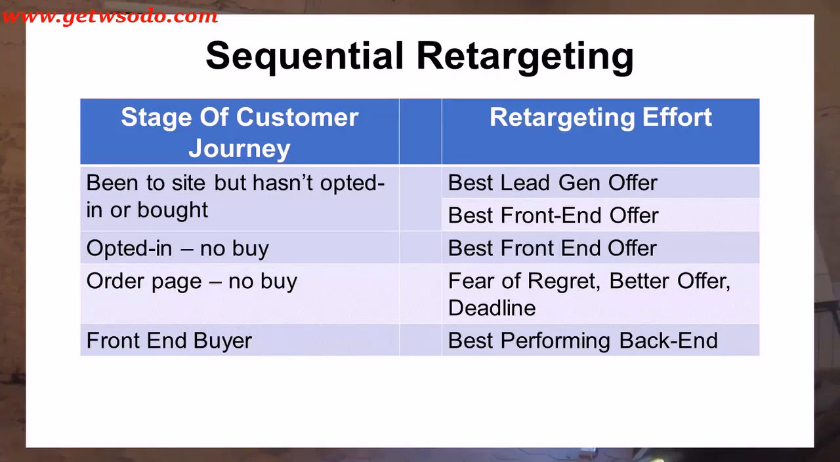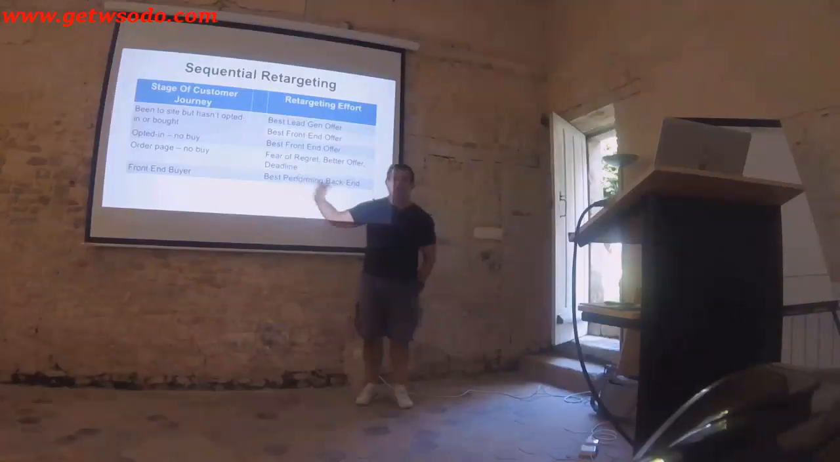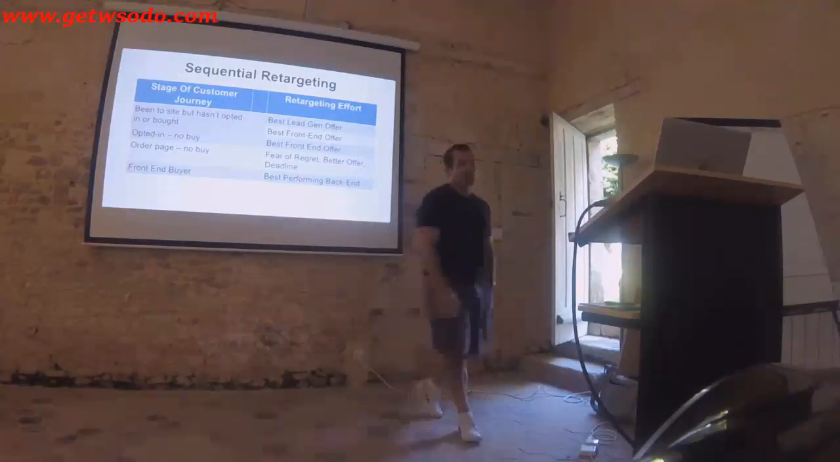If they're a front end buyer, I don't know any franchises that do this, but it would seem to make sense that as soon as they bought, the likelihood of them still being in that buying heat is highest. They should immediately start being targeted for your best performing back-end offer of that franchise. Why not? Why wait until you get emails out or anything else?